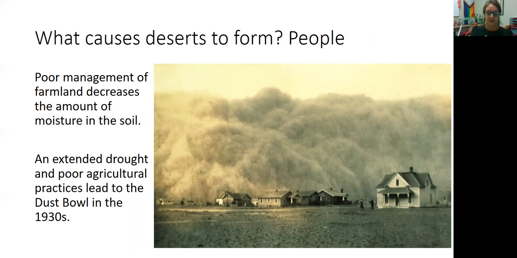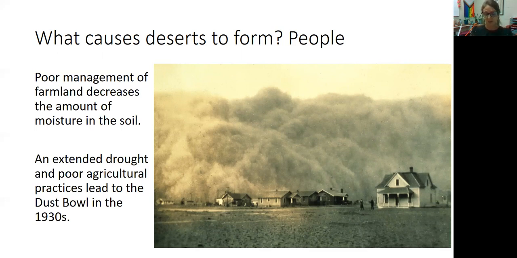People have a profound impact on the landscape around us, and we can actually create deserts accidentally. Anytime we poorly manage the land around us, for example, if we overtill our agriculture, this can decrease the amount of moisture in the soil. When we overtill the land, it exposes the wet soil to the dry atmosphere. The water leaves the soil, creating a dry area, and this can cause extended droughts.